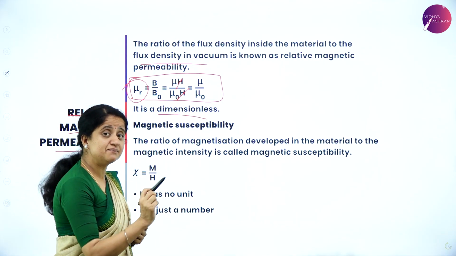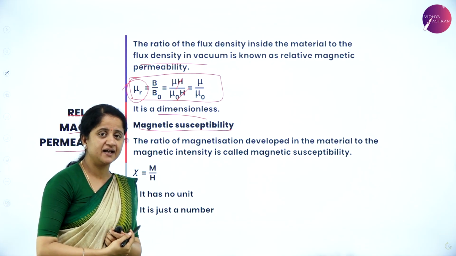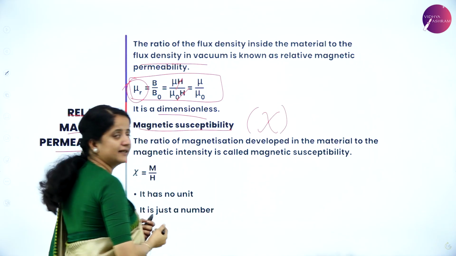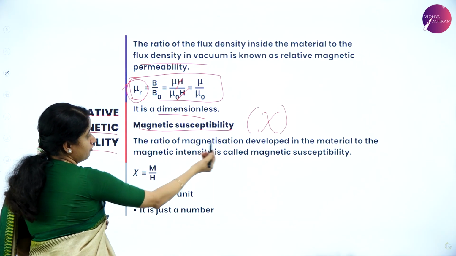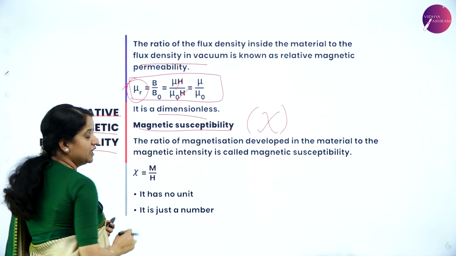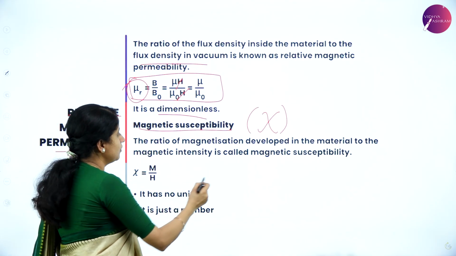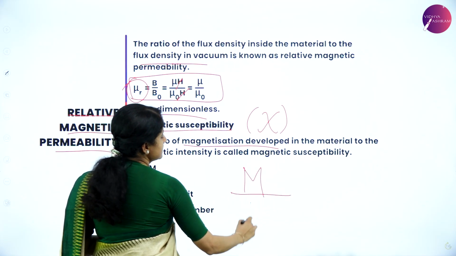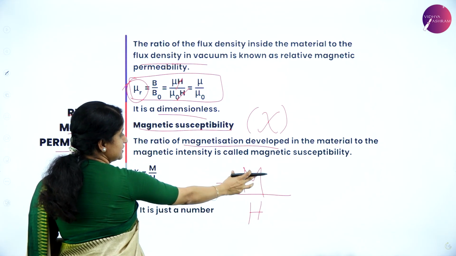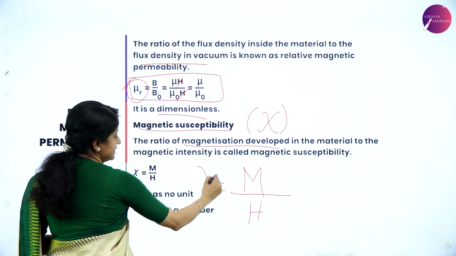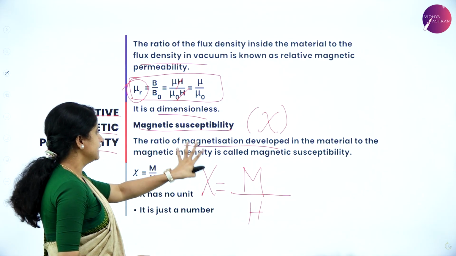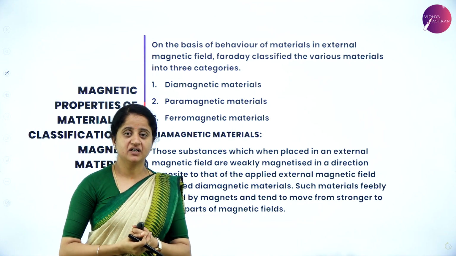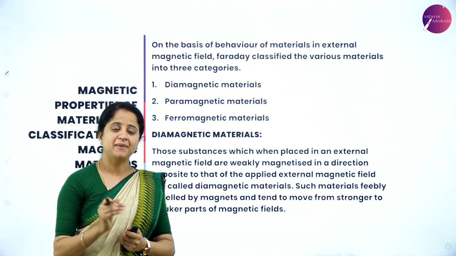What is magnetic susceptibility? Very important concept to understand. Magnetic susceptibility is denoted by a term called chi. It is the ratio of magnetization developed in a material to the magnetic intensity. We know what magnetization is. It is denoted by capital M and the magnetic intensity is nothing but H. So the ratio of magnetization developed in a material to the magnetic intensity is the magnetic susceptibility. It is just a number. It has no unit.